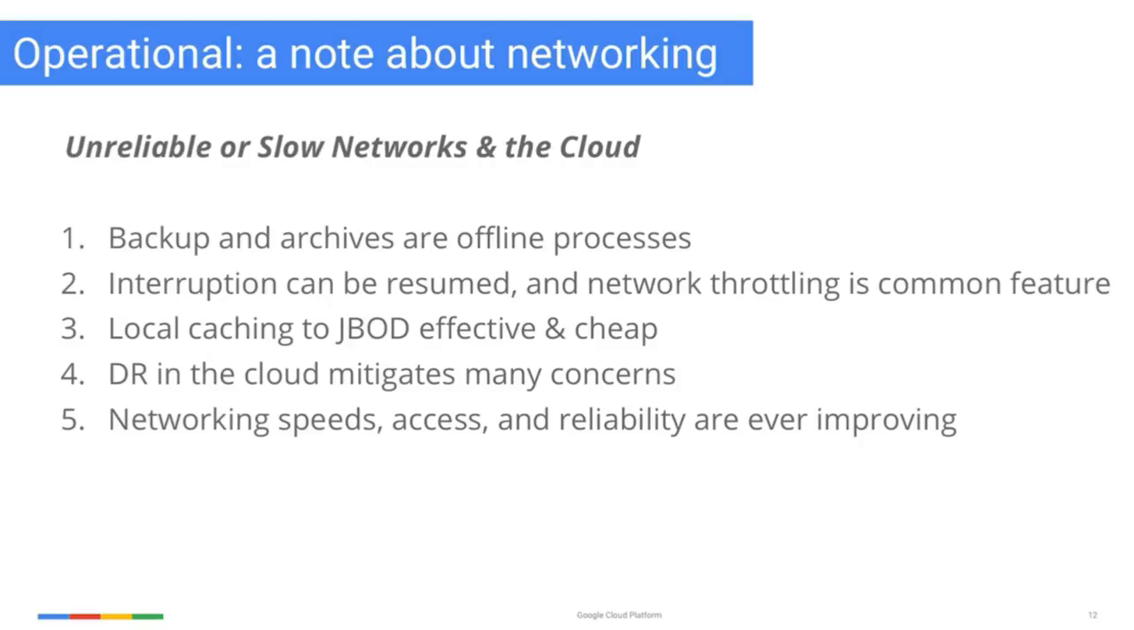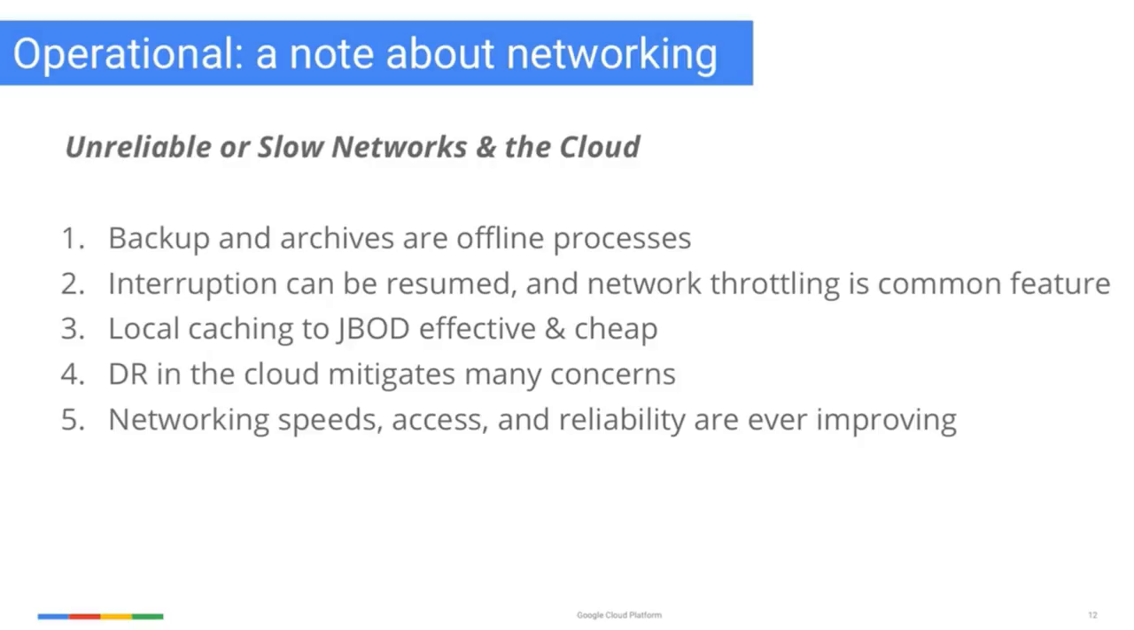Networking, generally the question is something along the lines of, hey, my network is unreliable, slow, and therefore is the cloud right for me? A few things I want to point out here. First, backup and archive is typically an offline process. So if they get interrupted, they can continue. That's a second piece. If they get interrupted, they can be resumed. And that's typically built into all kinds of software, including to Google.